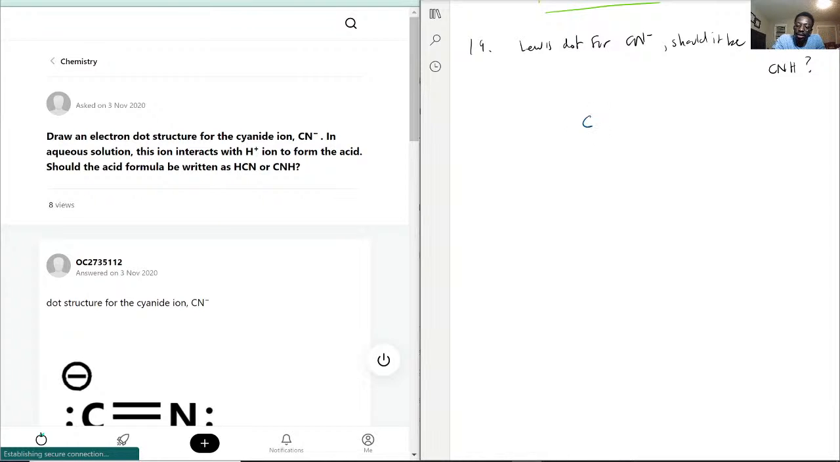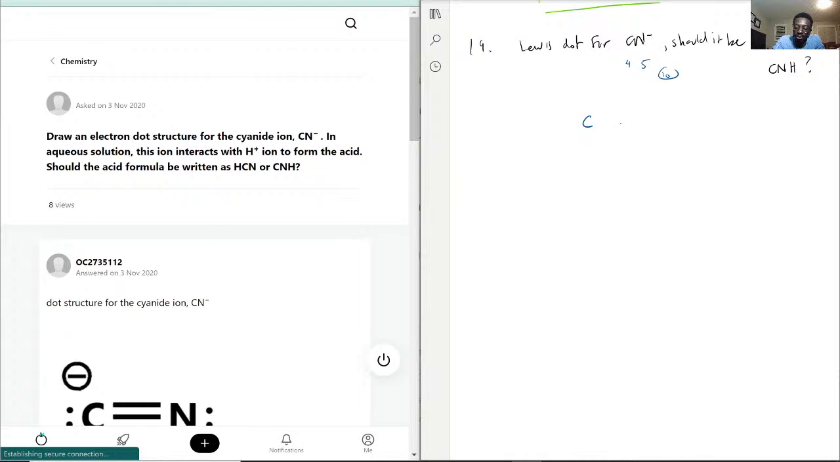Carbon has 4 valence electrons. Nitrogen has 5. Minus means they have 1 extra, so instead of it being 9, it would be 10 total electrons. So carbon, nitrogen, okay? You have 2, 4, 6, oops, I think I already did it. I definitely did overdo it.